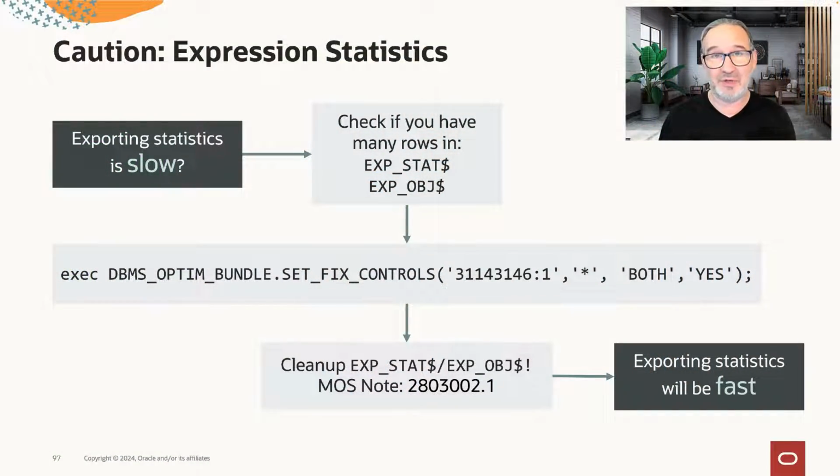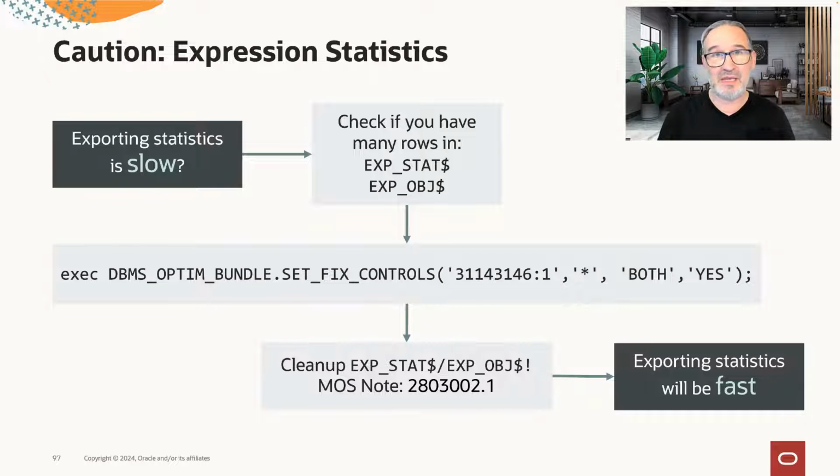We wanted to export the statistics and transport them with a stats table from the source to the target. That's normal. We do this quite often. But in this case, exporting the stats into the stats table took several hours. So we started a diagnosis and we found out the reason is extremely long-running queries on 2 underlying structures in the dictionary, EXP_STAT$ and EXP_OBJ$.